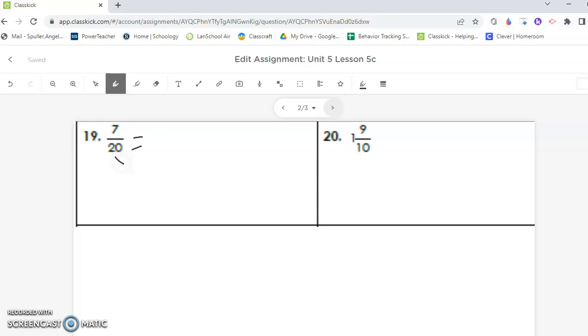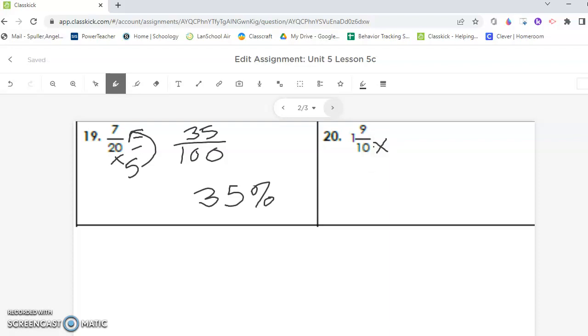Okay, so if I multiply this by 5, I get 100. Bring it to the top, I get 35. Easy peasy, 35%. Now, here's where it gets tricky.